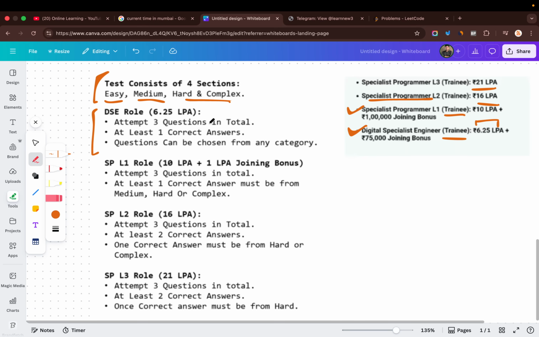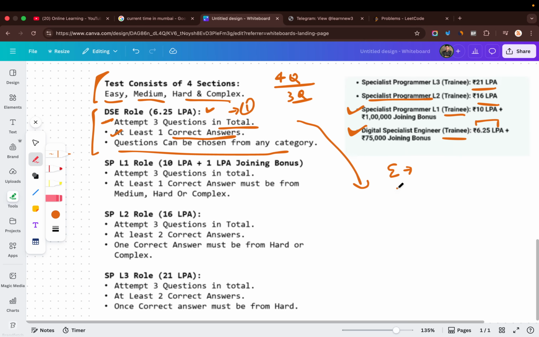So for the DSE role, 6.25 LPA, that is one of the first roles. Attempt 3 questions in total, which means there are 4 questions or 4 sections in total and you have to attempt 3 questions. At least 1 correct answer is needed. Questions can be chosen from any of the categories.